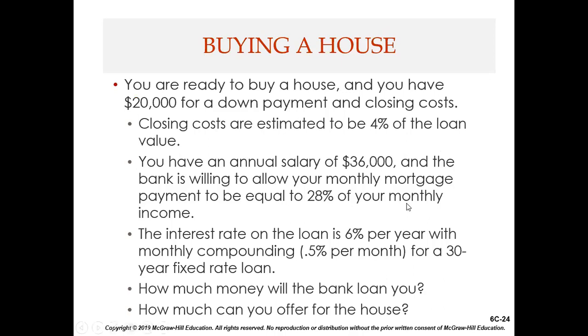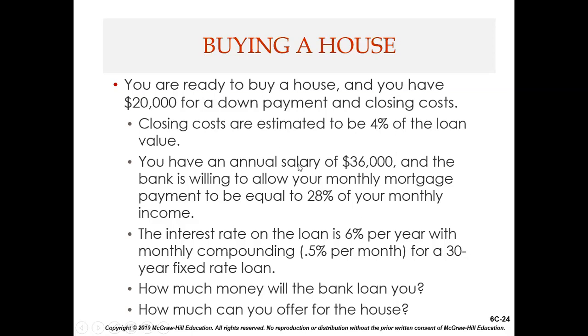Buying a house. You're ready to buy a house and you have $20,000 for a down payment and closing costs, which, if you're not familiar, are just extra costs that are usually associated with buying a home. Maybe you have to pay for special insurance on the title. Maybe you have to pay for filing of the title. Maybe you have to pay the bank some extra fees. So they wrap them all together and say 4% of the loan will be paid in these closing costs.